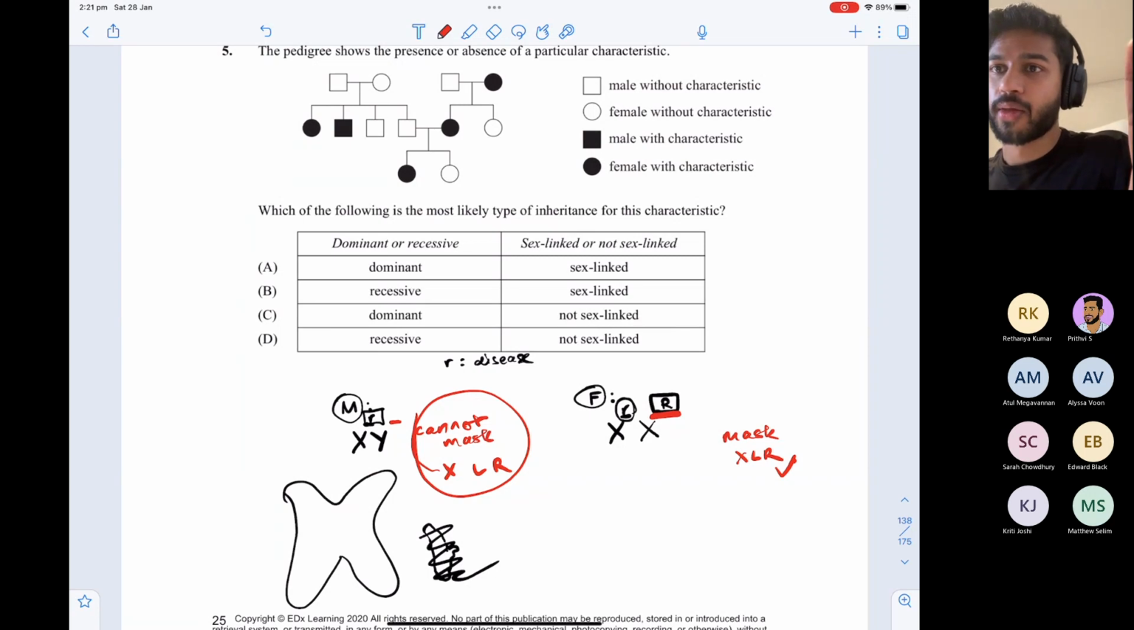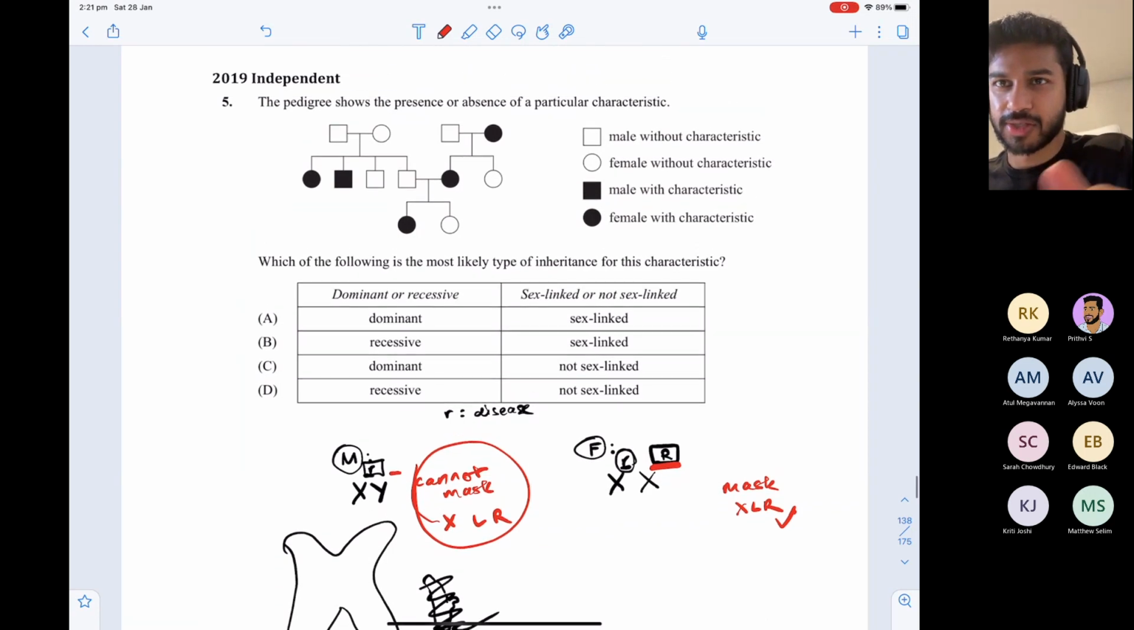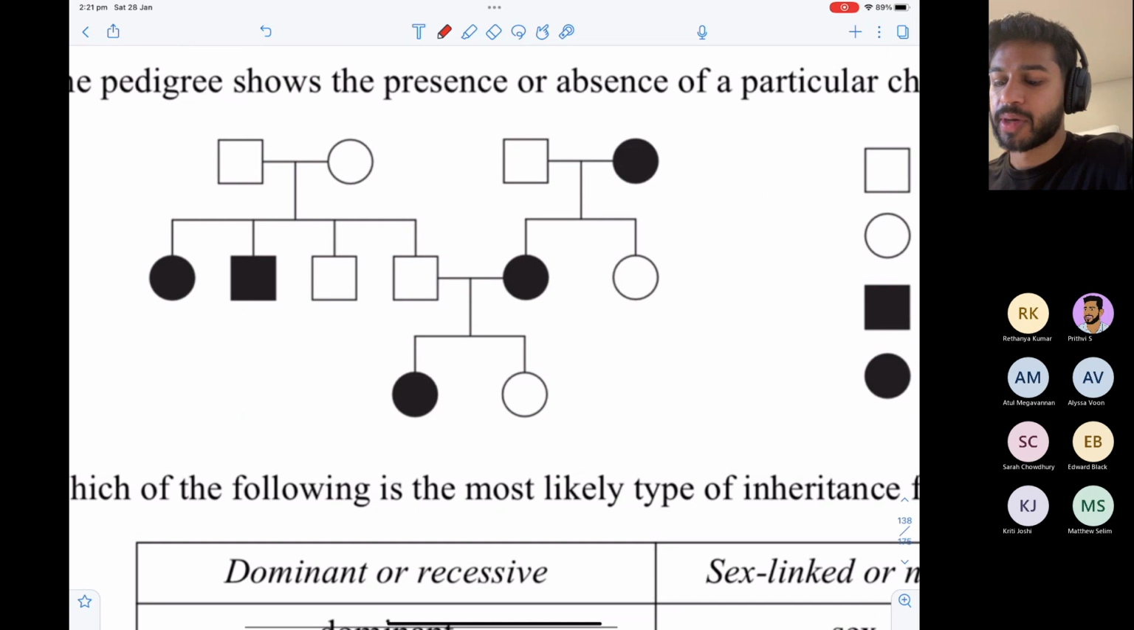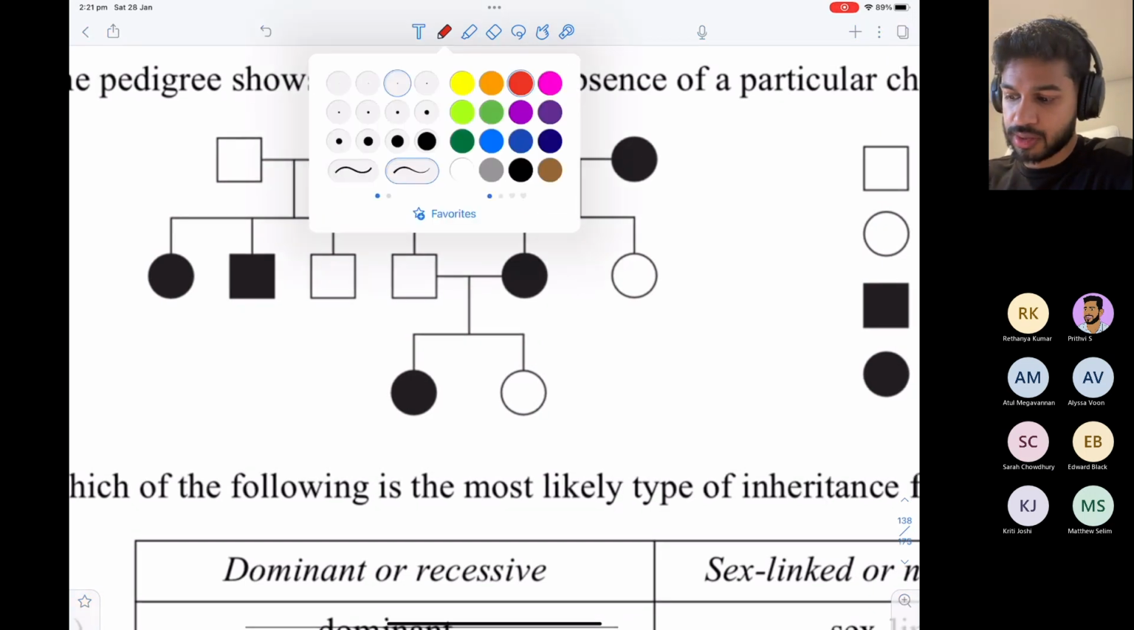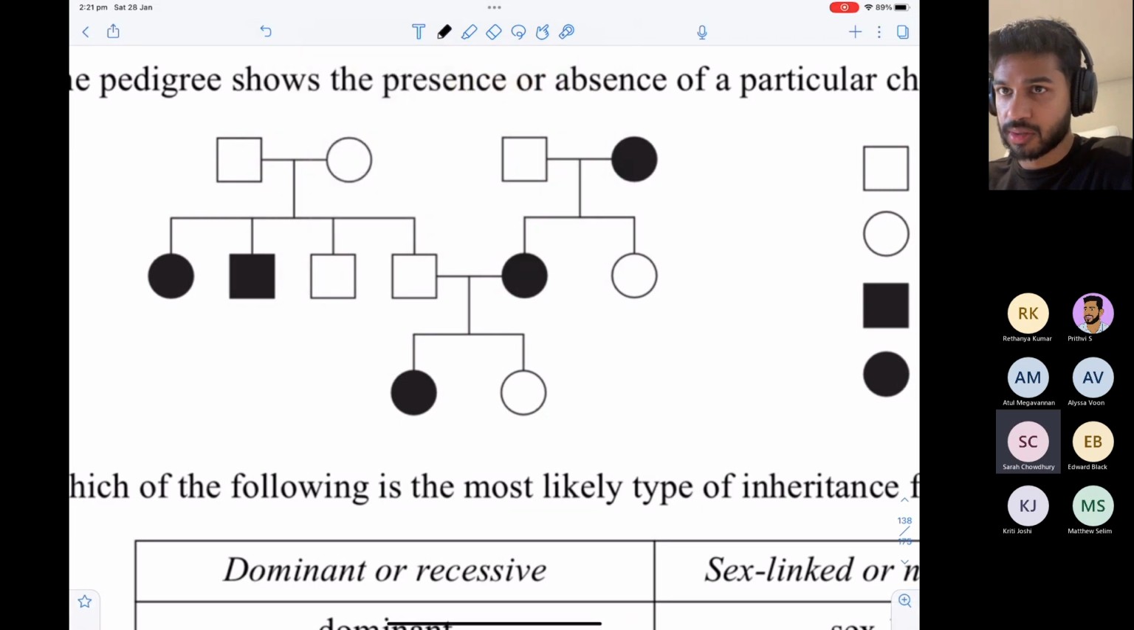Good, right? So key point here. Well, do we see that up here? Sarah, do you see most males being affected? Yeah. Looking up at this pedigree, how many males are affected? How many females are affected, Sarah? There's 4 males that are affected.